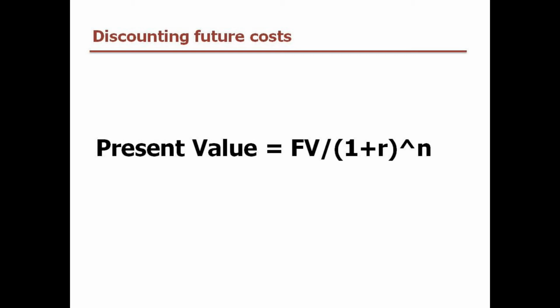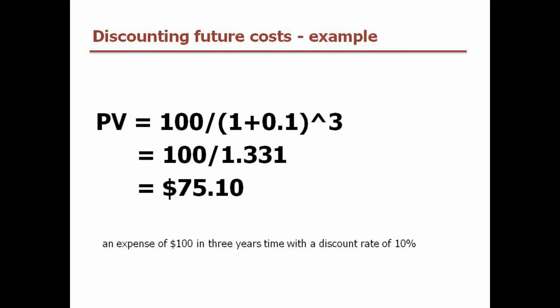R is the discount rate applicable to the chosen intervals, and N is the number of intervals between the present and the future, for example, the number of years. So an example might be $100 in 3 years' time with a discount rate of 10% would have a present value of $75.10. We can work through these more, and there are more worked examples in the study guide.